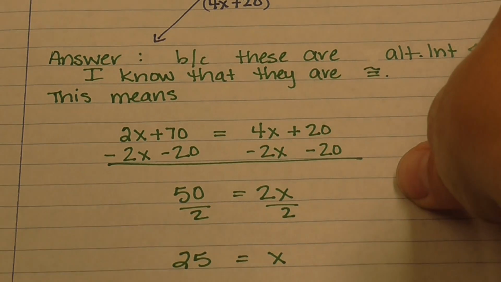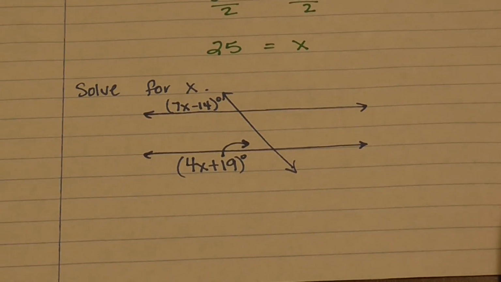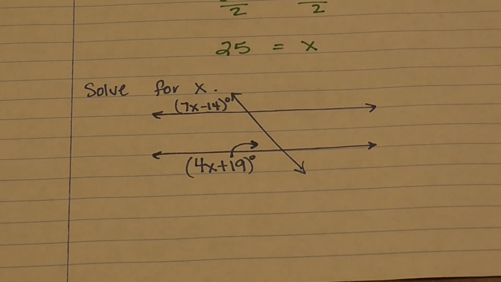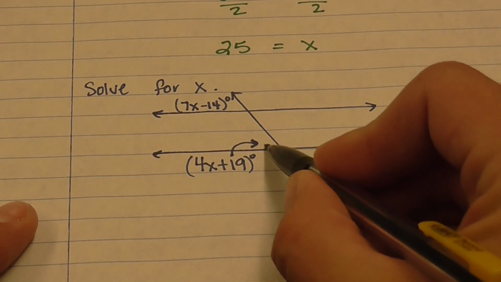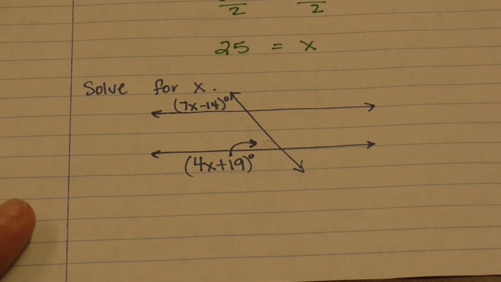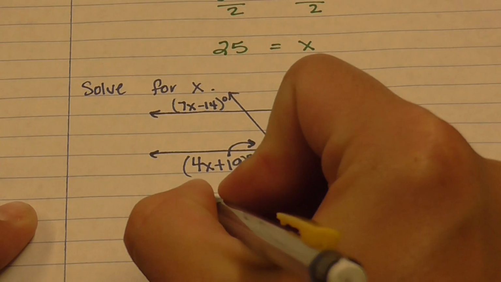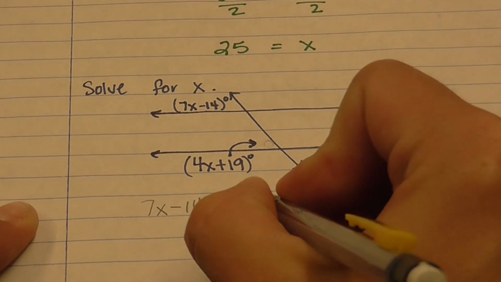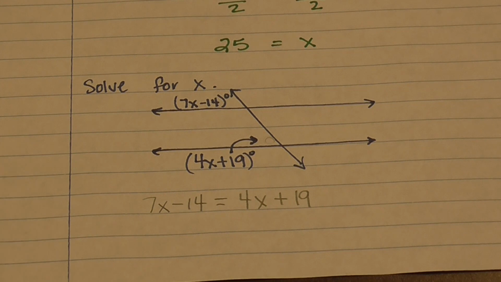All right, so what if it doesn't look like that? What if they're not alternate exterior angles? Well, here's a solve for X again. I'm saying that this marking right here, this little arrow says it's right there. All right, so what kind of angles are those? Those are corresponding angles. What do we know about corresponding angles? We know that corresponding angles equal each other. So I'm going to say 7x minus 14 equals 4x plus 19. So that's how I set it up.